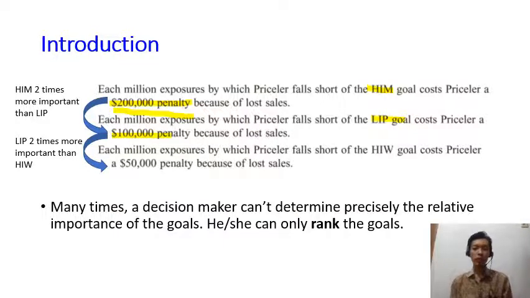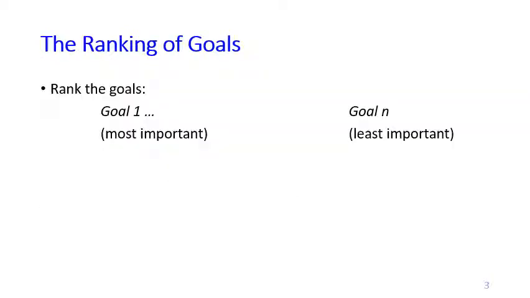However, many times a decision maker cannot determine precisely the relative importance of the goals. So the decision maker can't really say this is twice as important or 3 times as important or so on. He or she can only rank the goals without saying how many times this is more important than that. So this is the key in the preemptive goal programming problem: we can't really say exactly how much this goal is more important than that goal. We can only rank the goals. When we have n goals, we start by ranking the goals from goal 1 being the most important to goal n being the least important.